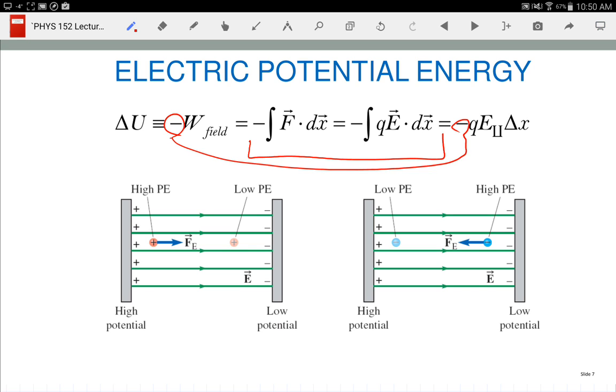I'm going to take away that last thing because it makes it look too busy. So if we have a constant electric field, the change in potential energy is minus the charge we put in there times the electric field parallel to the distance the charge moves times the distance it moves.